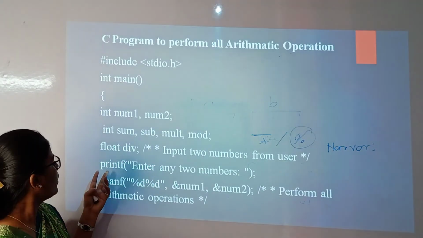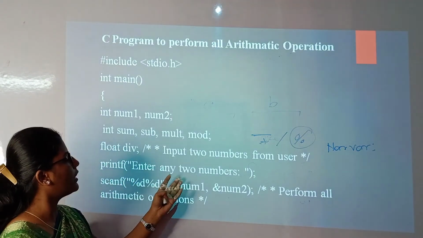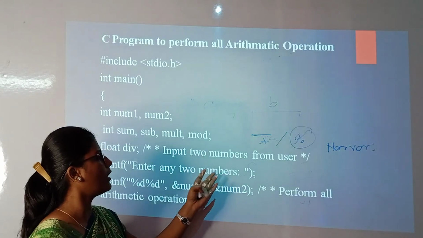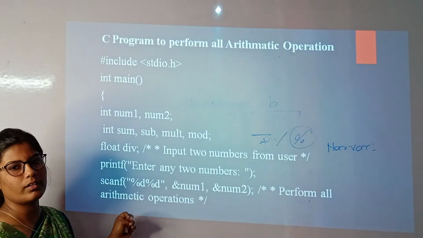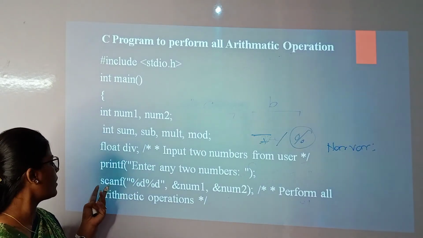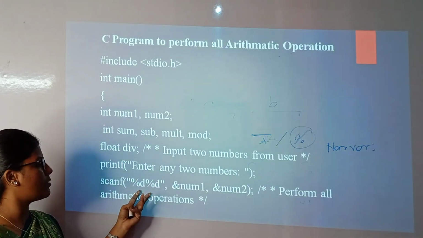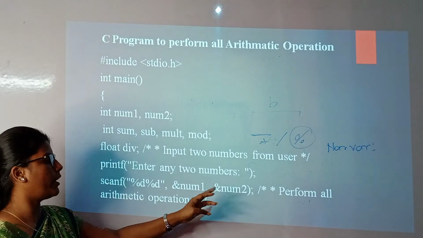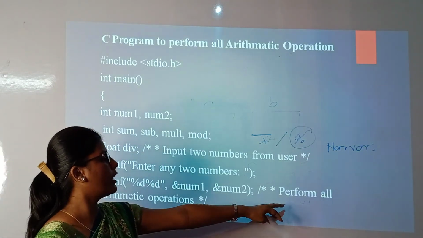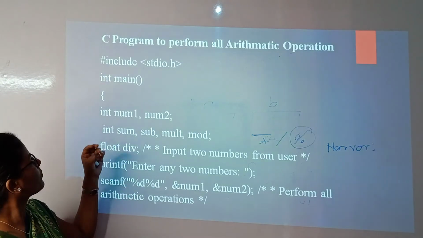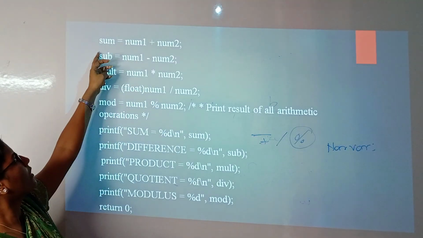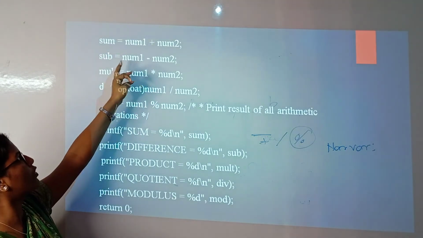Okay. Next take the printf function, enter any two number. Here we take two numbers from the user to perform all arithmetic operations. Let's see the scanf format specifiers for number1 and number2. Okay. Here we perform all arithmetic operations. Okay. Next here we define the actual operations.